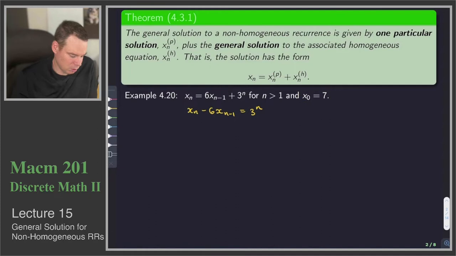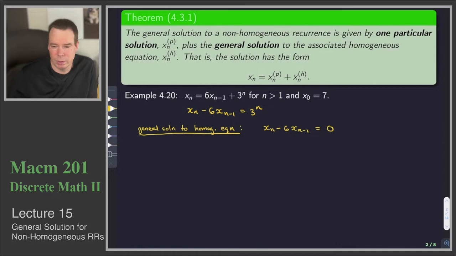So the way we do this is first we find the general solution to the homogeneous equation. So that's our first step. Let's go ahead and find the general solution to the homogeneous equation. The homogeneous equation is obtained just by zeroing it out. So there's our homogeneous equation. Let's find the general solution.